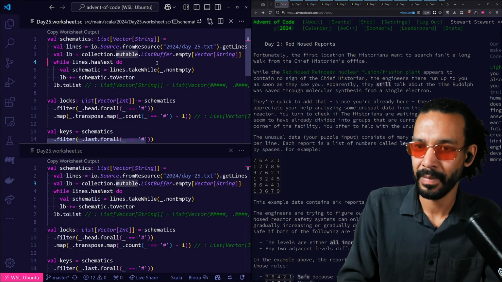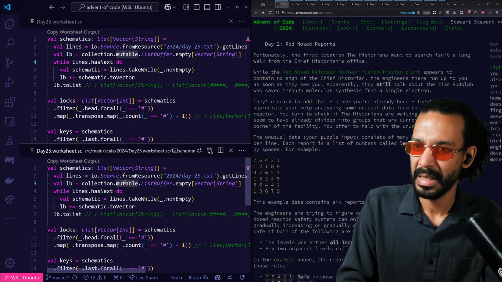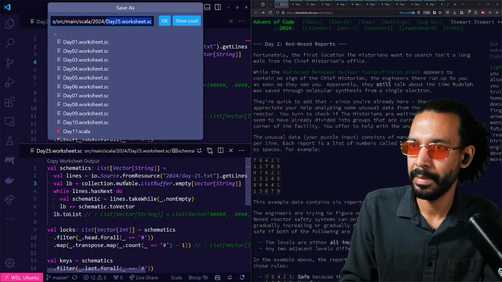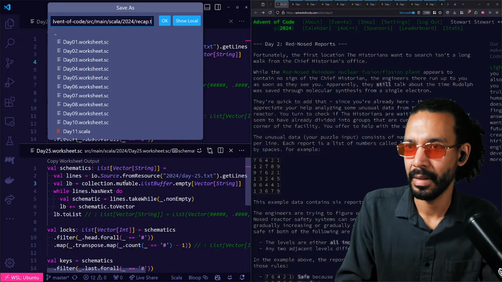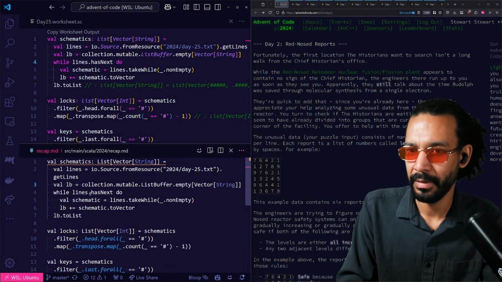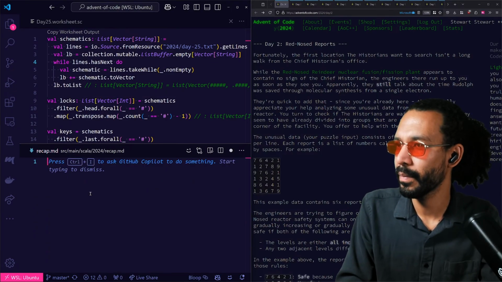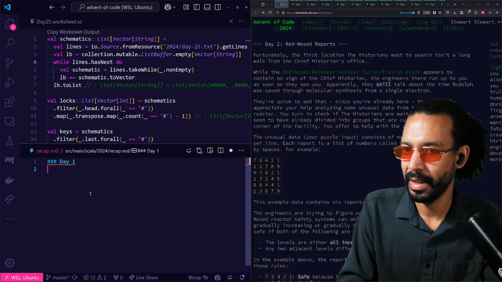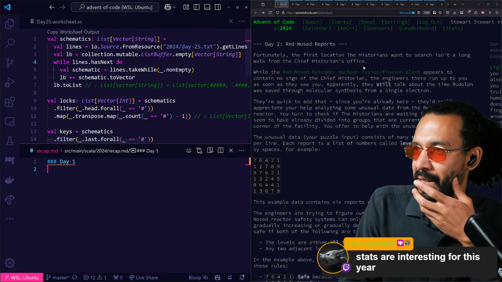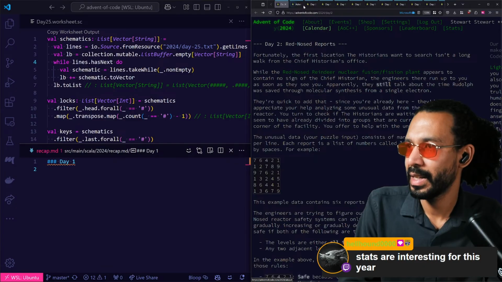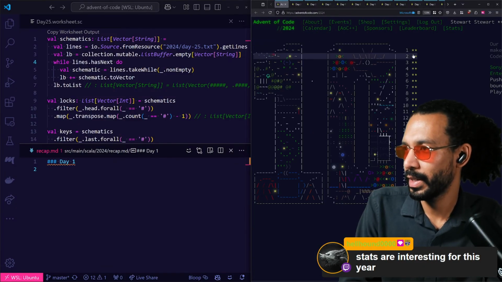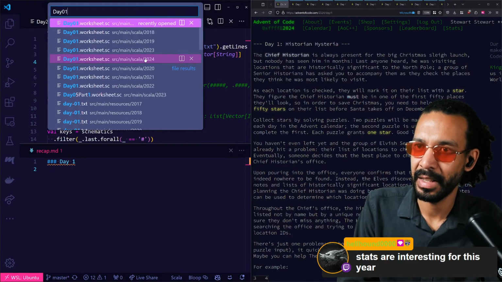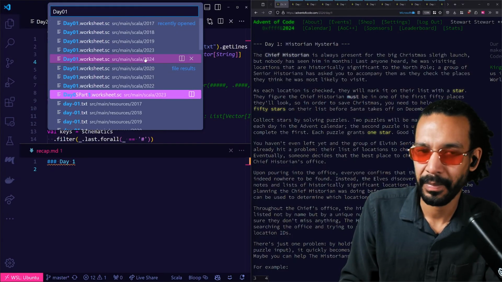Let's see. I want to make a new file here. Just recap. Make a markdown file. Okay. So day 1. What do we say about each of these? We discussed the difficulty. So day 1, super easy, right? I don't think there's anything too special about that.